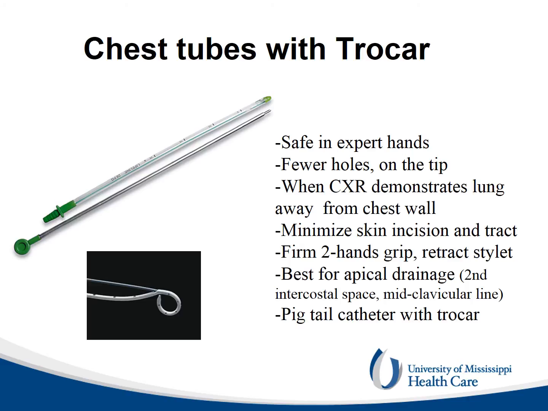They are also very safe when the chest X-ray demonstrates the lung away from the chest wall due to interposed air or fluid. They are best for apical drainage in the second intercostal space in the mid-clavicular line because they have fewer holes than a regular non-trocar chest tube, which would have the sentinel hole outside the skin. There are also pigtail catheters with trocar.